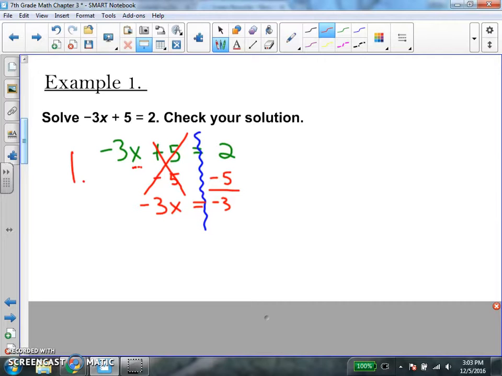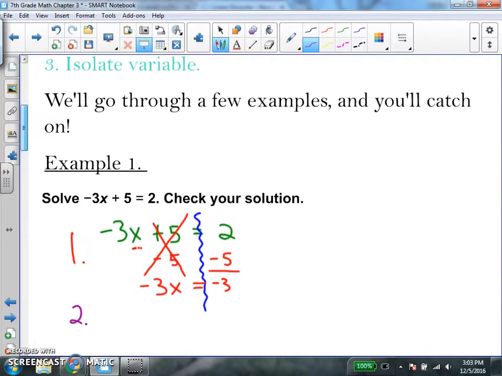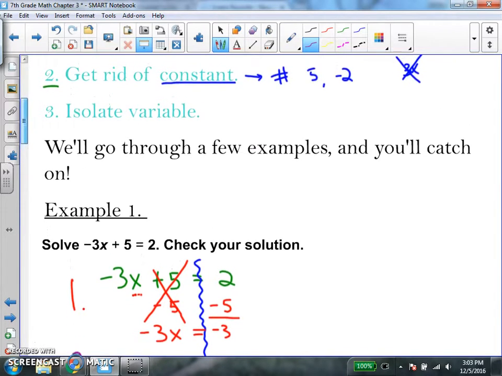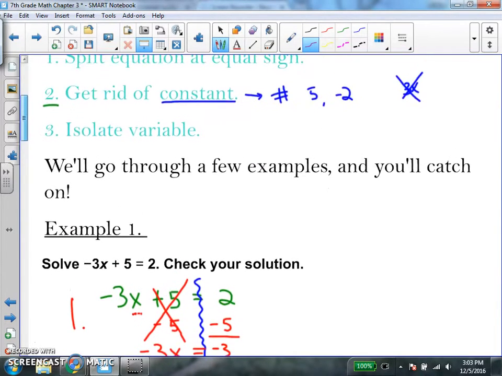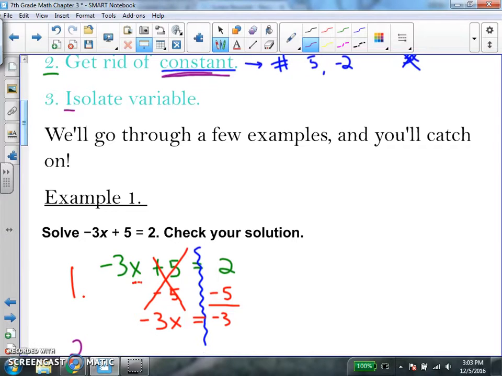The first step is in red, getting rid of my constant. The second step I will do in purple. Okay, after I get rid of the constant, excuse me, I think I said variable. The first step, remember, is to get rid of your constant. Okay, now number 3, I can isolate my variable. I can get my variable all alone.